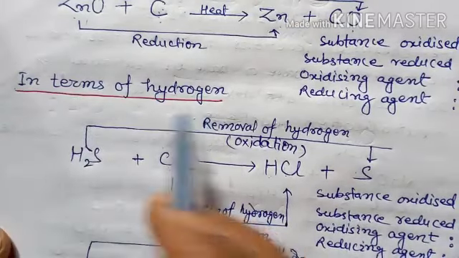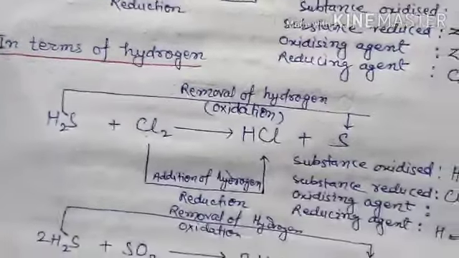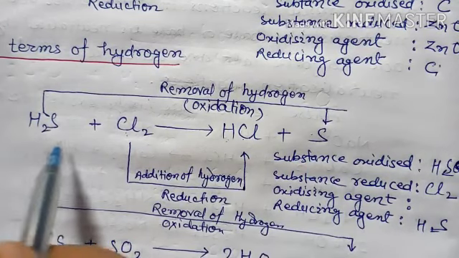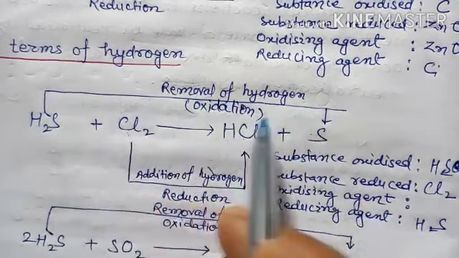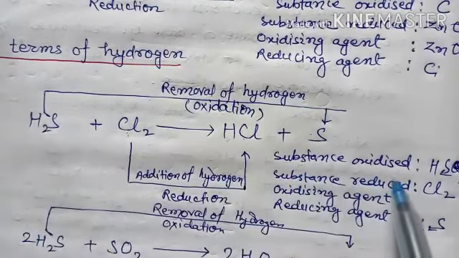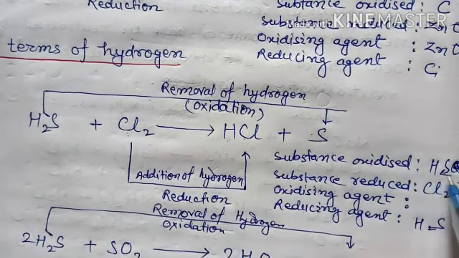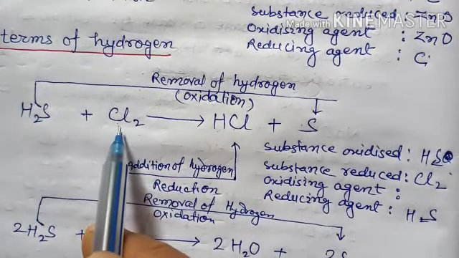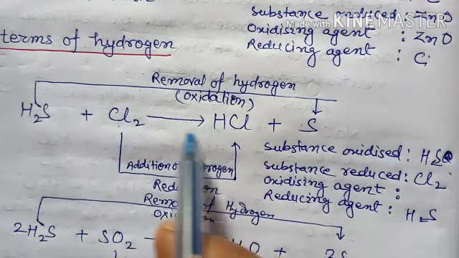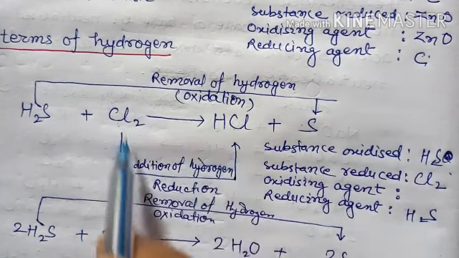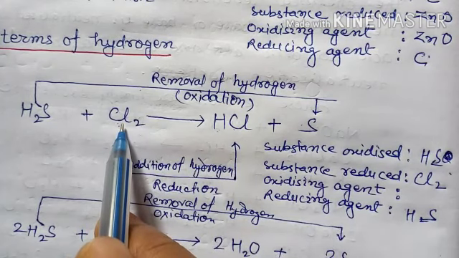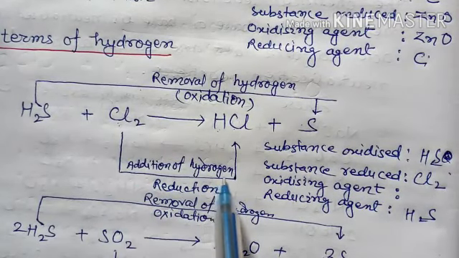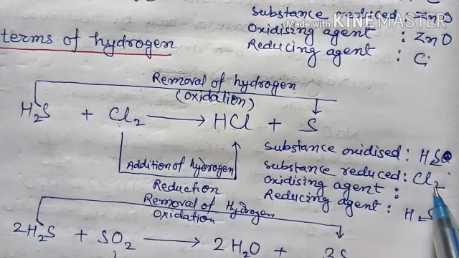Now students, in terms of hydrogen, see this example. Hydrogen sulfide reacts with chlorine, and in this reaction hydrogen sulfide loses hydrogen, and removal of hydrogen is oxidation. So the substance oxidized is hydrogen sulfide. Here addition of hydrogen takes place to chlorine, so the substance reduced is chlorine, because the addition of hydrogen is known as reduction.